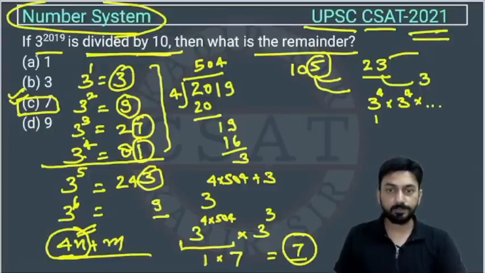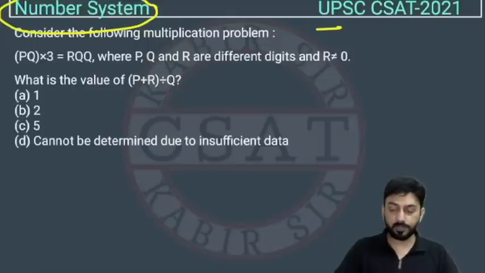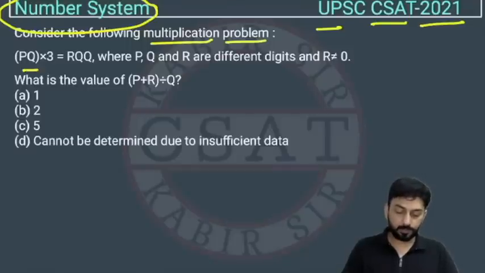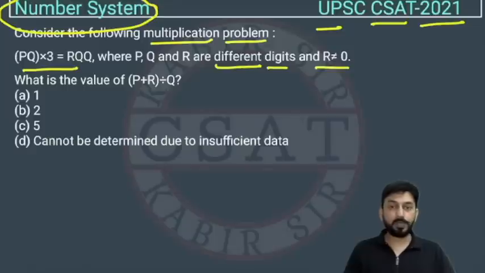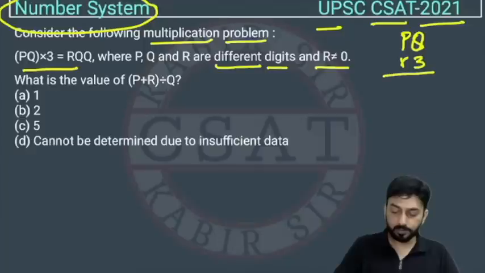So this is a question from chapter number system asked by UPSC CSAT paper of 2021. Consider the following multiplication problem. So this problem they have given where P, Q, R are different digits and are not equal to each other, right. So we can write it like this is P, this is Q, and we are multiplying it with 3. So we are getting R, Q and Q, right.